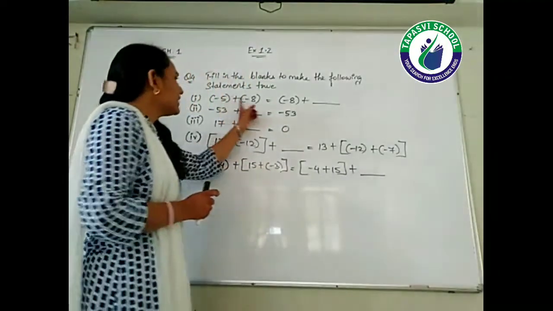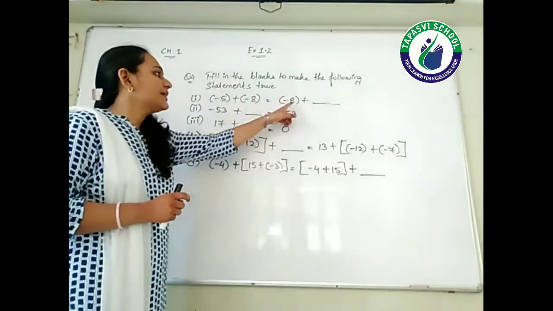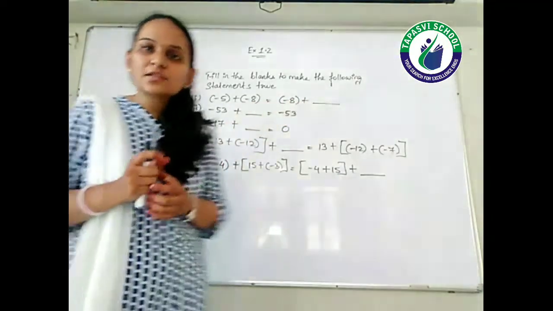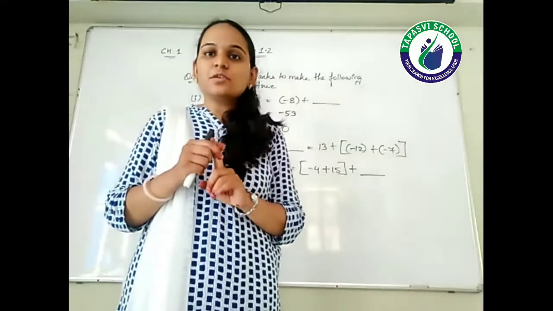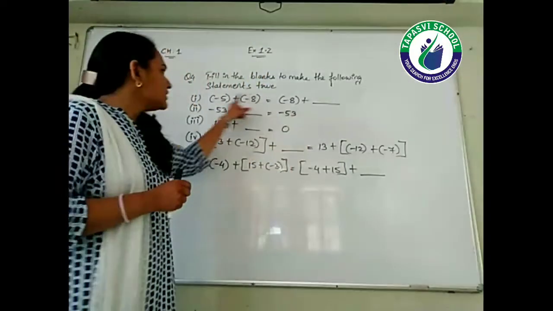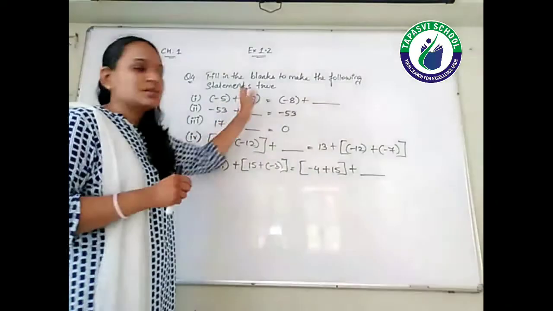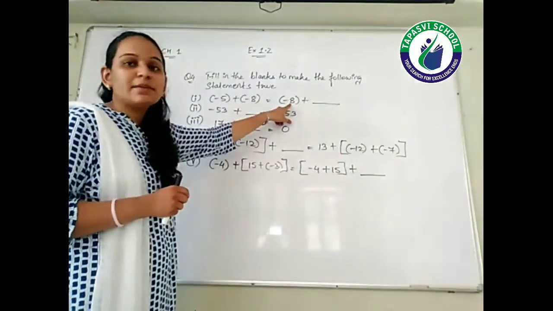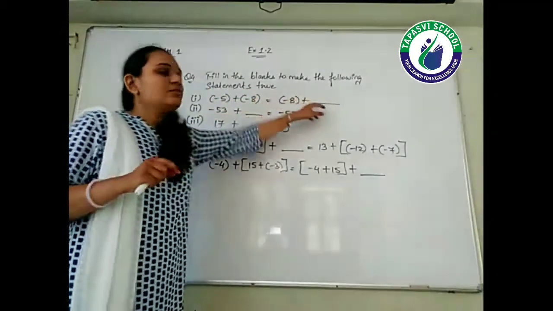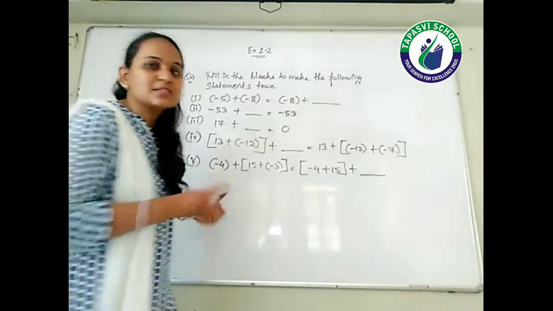First one, minus 5 plus minus 8 is equal to minus 8 plus dash. Now this dash answer will be based on the property, that is commutative property, right? So see, minus 5 and minus 8. Now on the other side minus 8 is coming first, that means the order is getting changed. So I need to write here the particular integer, that is minus 5.